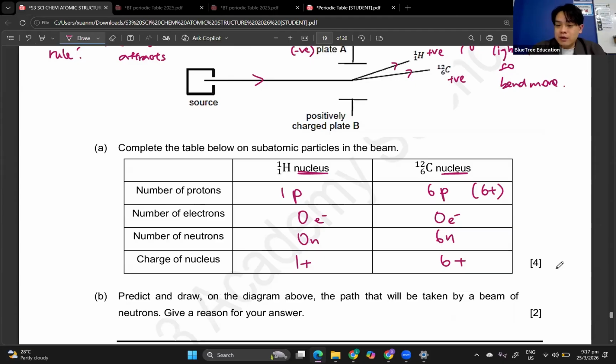Aiden, can you understand this portion? Yes, I can. Okay, thank you.